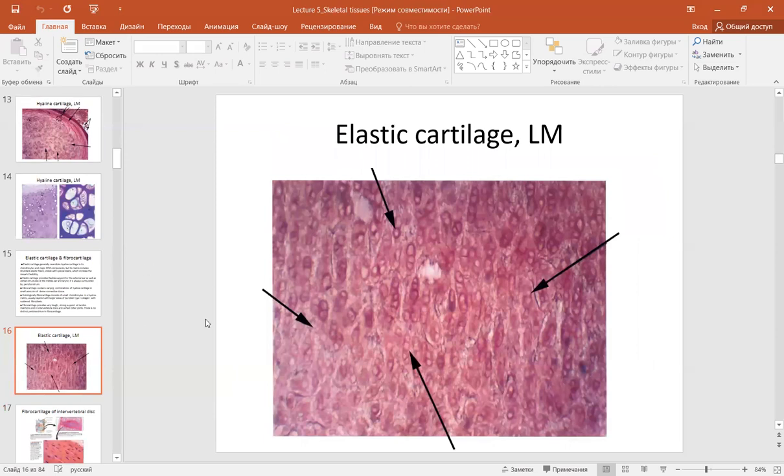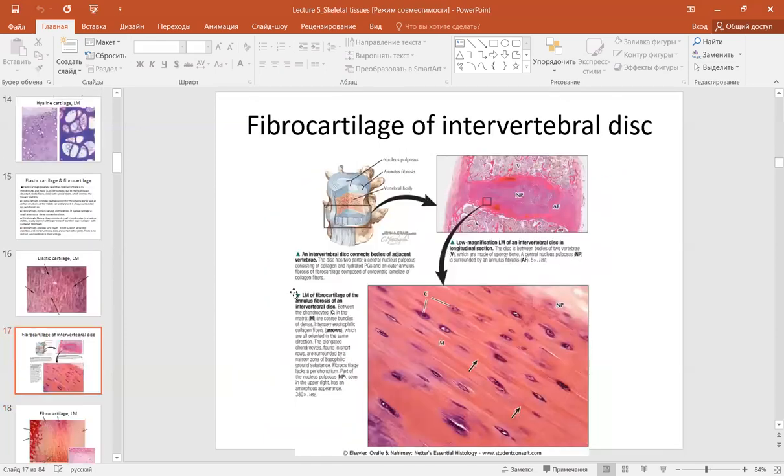Here's the elastic cartilage with arrows showing you the isogenous groups, elastic fibers, and ground substance covering the space between the isogenous groups. Fibrous cartilage of intervertebral disc, including chondrocytes located in a regular manner in parallel arrangement, consisting of the type 1 collagen fibers.